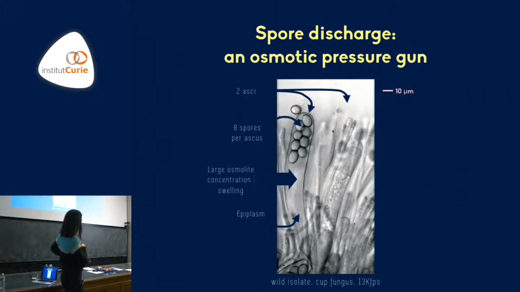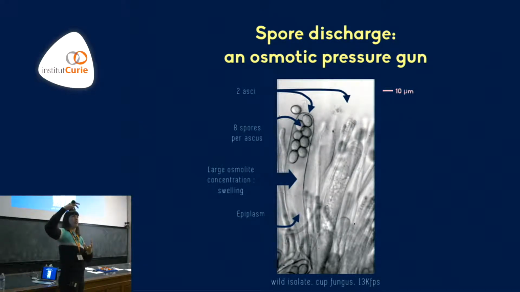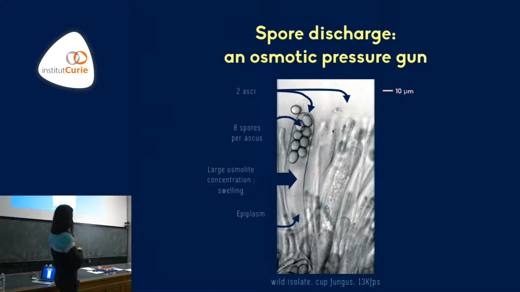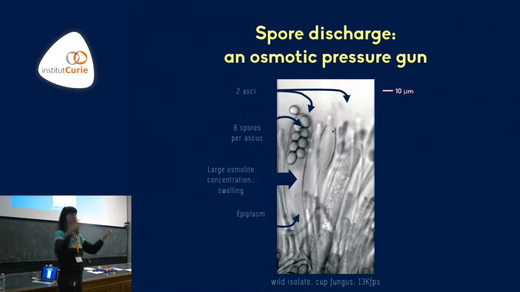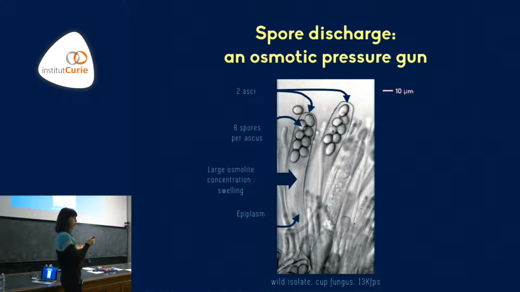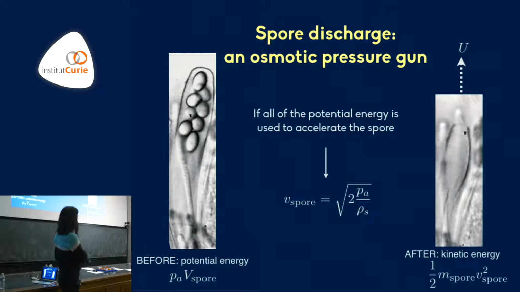These 8 discs are 8 spores, and the ascus, so these cells, swells. And when the spores are ready, there are osmolytes that come in, there are channels that open up, water comes in, this guy swells, and then it explodes. Okay? We're going to talk about this process for the next 15 minutes, maybe half an hour. Okay? So spores are ready, ascus is swollen, explosion, high initial velocity. How high?